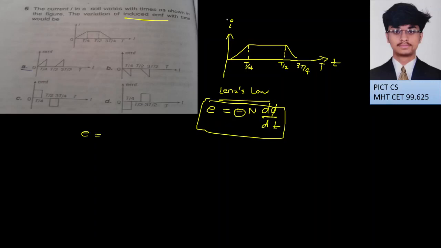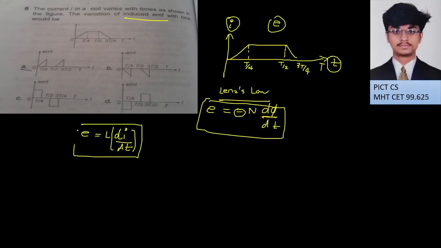Okay, EMF induced is d phi by dt, but I don't think this d phi by dt will help. I have current and I have time, so which equation is related with current, time and EMF? I guess it is E is equal to L di by dt, isn't it? Maybe this equation might help me, as di by dt is basically y by x, that is the slope of this curve. Maybe it will give me di by dt. And what is asked? The variation of induced EMF. See, in all four options, EMF variation is asked according to time again.